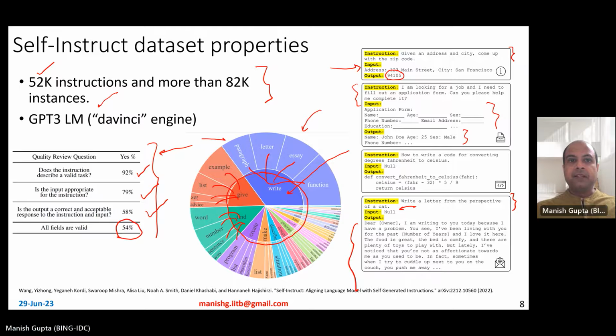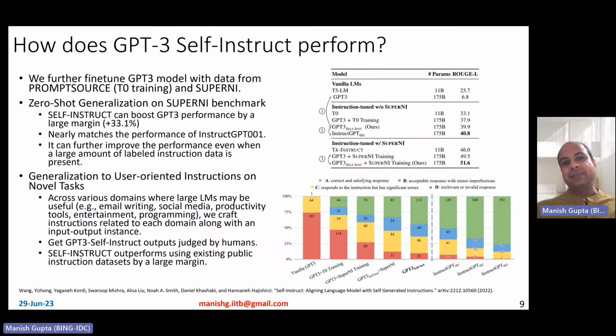Okay. Now, having said all this, how does GPT-3 Self-Instruct perform, right? So basically, and as you see here, the performance is actually measured on the super natural instructions benchmark dataset in a zero-shot manner. Okay. Now you have in this comparison vanilla large language models, the T5 LM model, GPT-3 model. You also have instruction-tuned models without any super NI data being used, and there is instruction-tuned models with super NI data. Now, what's that? And we'll talk in detail about that as well.